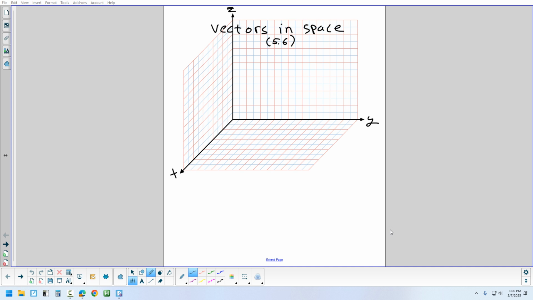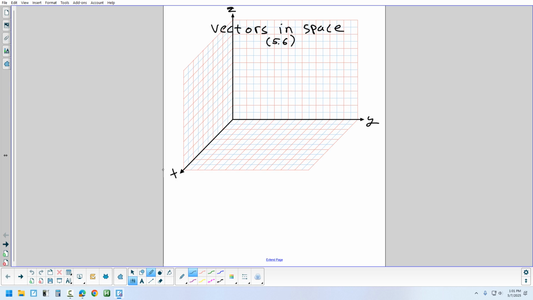So 5-6, last section on vectors. And today we're going to look at extending vectors into 3D. So when we do things in 3D, you still have an x-axis and a y-axis, but you're just going to add in the z-axis. And the way you can figure out which axis goes in which direction, this is called a right-handed coordinate system.